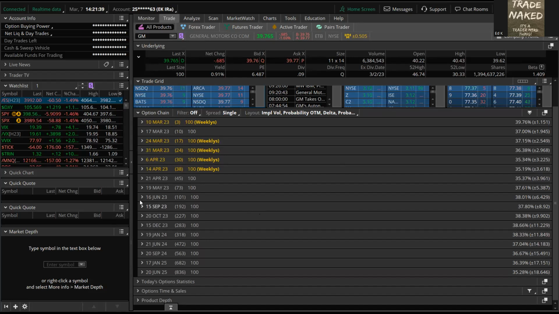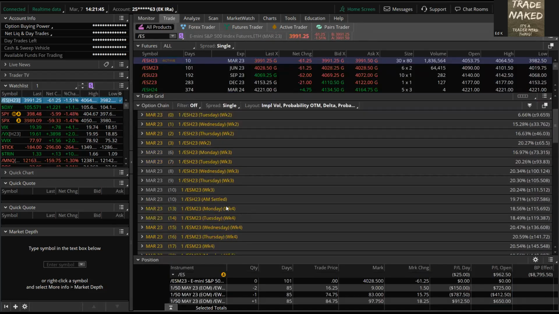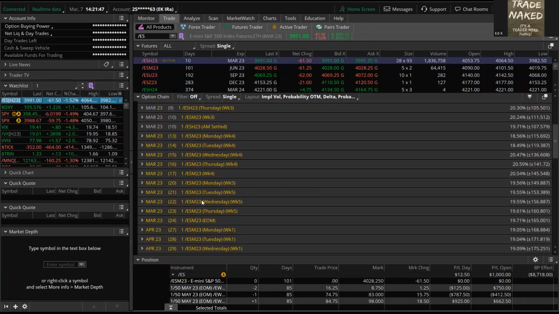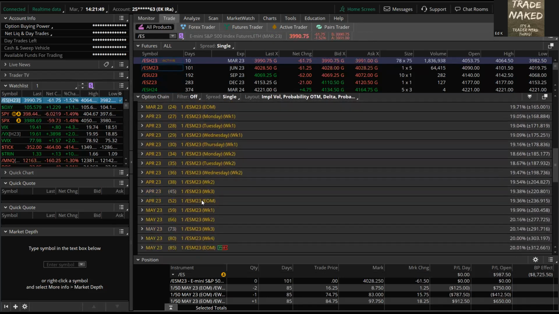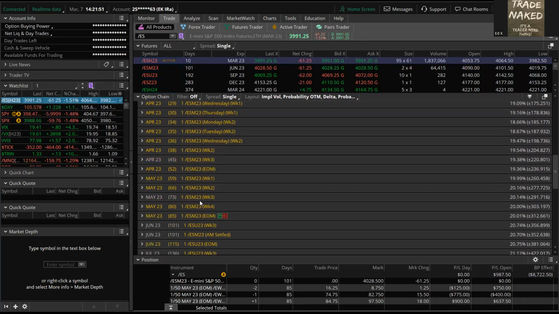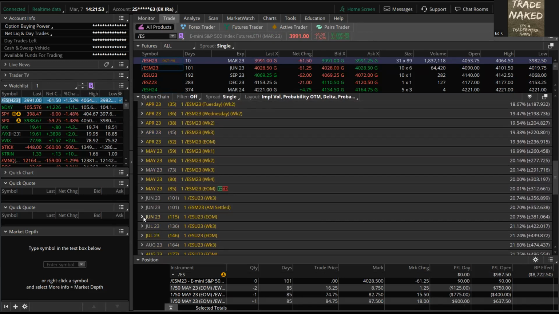So I'm using that setup from the other screen because I have the strikes filled out already. And this is a little deviation. Bear with me. I'm just trying to show how these things all work together.